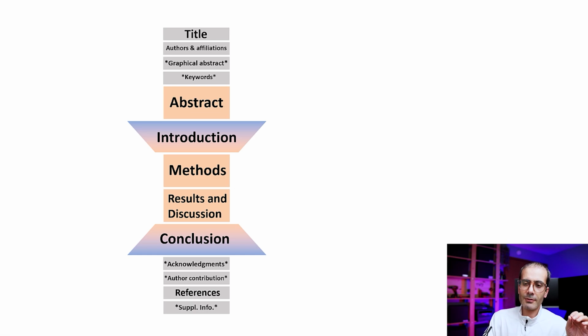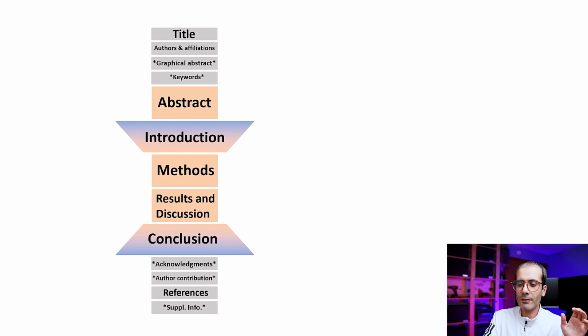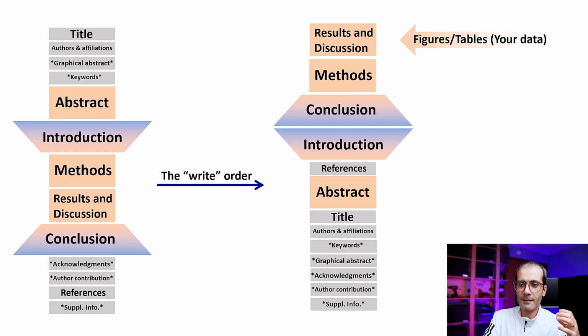Now let's go through the steps of writing a research paper. Again, this is just a typical structure of a research paper. But the way we write the paper is not starting from the top going all the way to the supplementary information. No. The way we start writing the research paper is we start from the results and discussion section. And specifically, we start from the figures and tables. So the data we get, we start writing the research paper based on that.